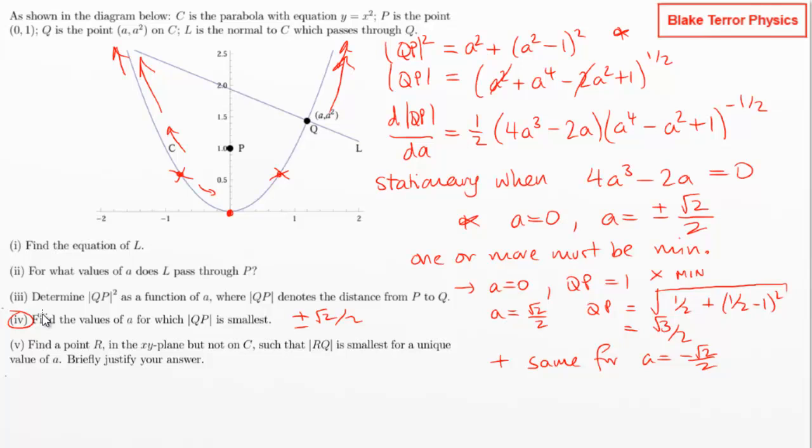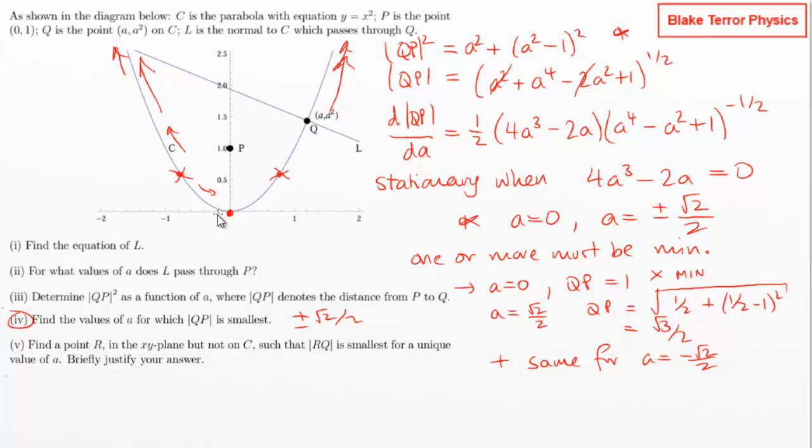Last part, find a point R in the XY plane, but not on C. So somewhere in our Cartesian coordinates of X and Y, such that RQ is smallest for a unique value of A. Briefly justify your answer. Right, so Q's moving around, and we want RQ to be smallest for a unique value of A.